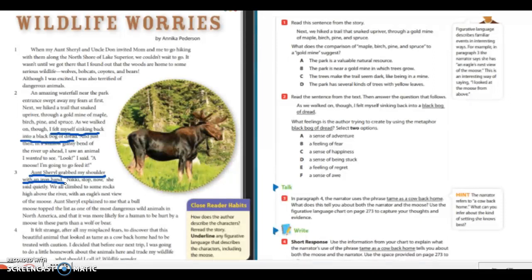So I'm going to look at the words before it and the words after it and see if I can find out, using my context clue, what this word means. A moose! I'm going to feed it!